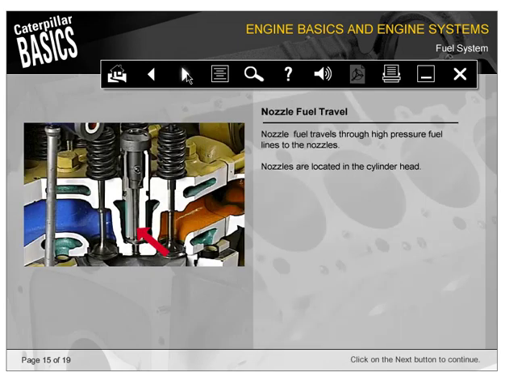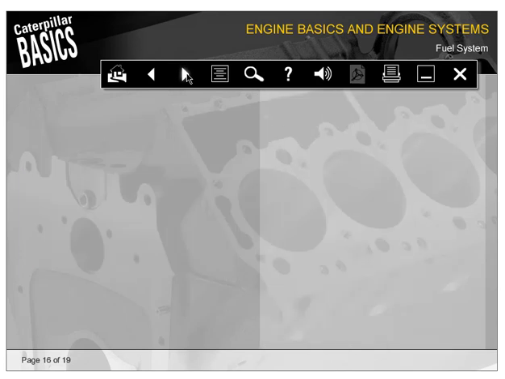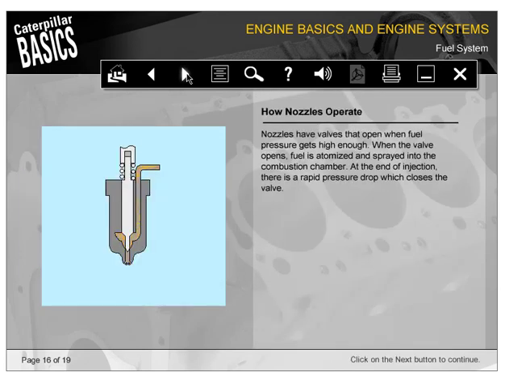Fuel travels through high-pressure fuel lines to the nozzles. Nozzles are located in the cylinder head. Nozzles have valves that open when fuel pressure gets high enough. When the valve opens, fuel is atomized and sprayed into the combustion chamber. At the end of injection, there's a rapid pressure drop, which closes the valve.